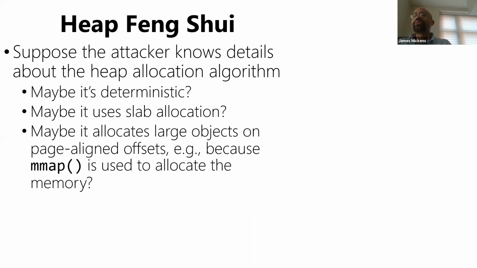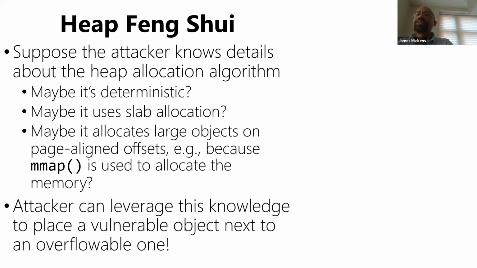Maybe the attacker also knows that the allocator creates large objects on page-aligned offsets. Why might that be? Well, as I discussed in the last lecture, a lot of times when you try to interact with the memory interface of the operating system, things need to be page aligned. And so many allocators will use the mmap system call to allocate objects that are larger than a page in size. So if the attacker knows that, maybe the attacker knows that large objects have to be aligned with the page boundary.